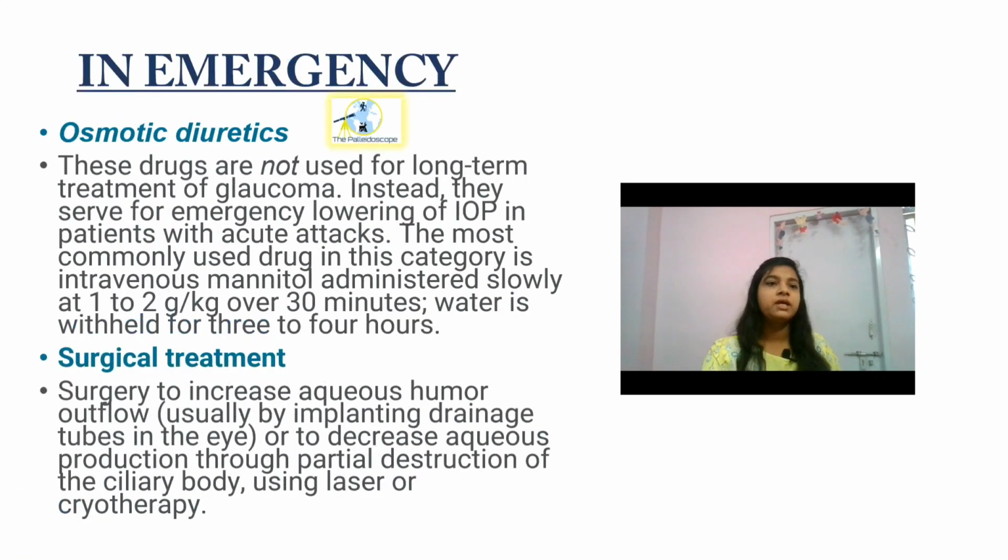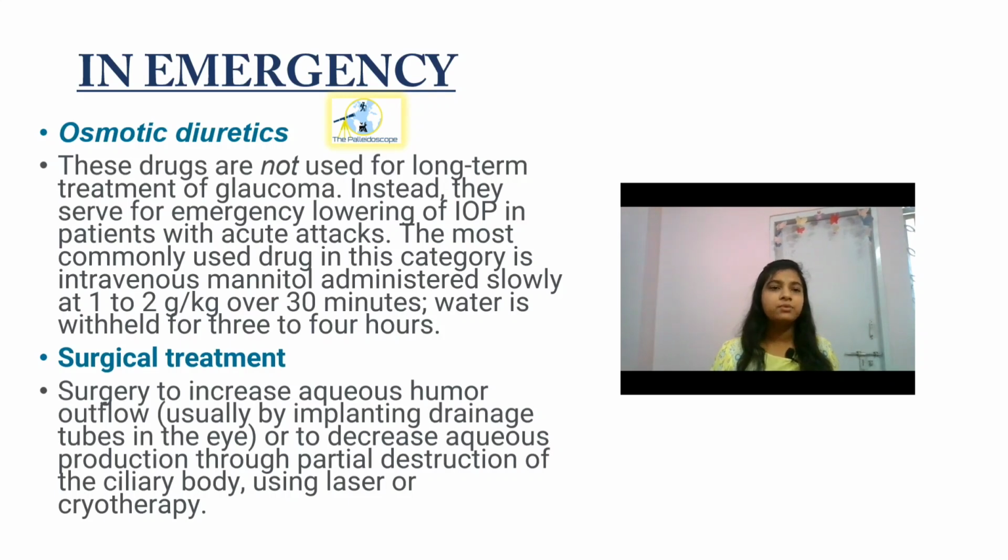In emergency, 2 things can be given: osmotic diuretics. These drugs are obviously not for the long-term treatment, but when emergency lowering of IOP is needed, this can be given. Mannitol is administered slowly at 1 to 2 grams per kg over 30 minutes, and water is withheld for 3 to 4 hours. This can also help, and apart from that, surgical treatment is obviously the last step that is to be taken if nothing is going to work.